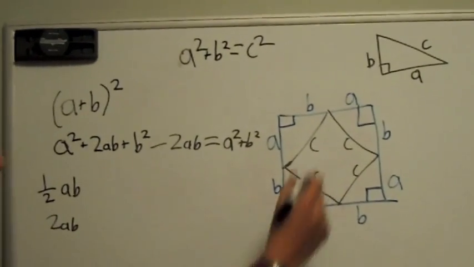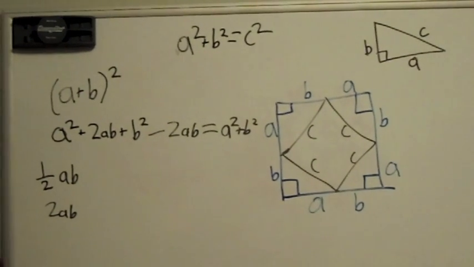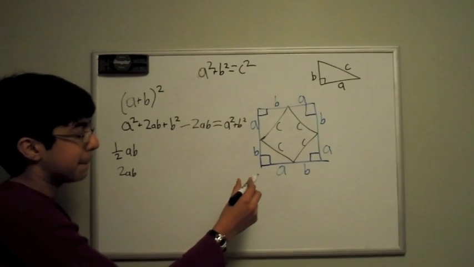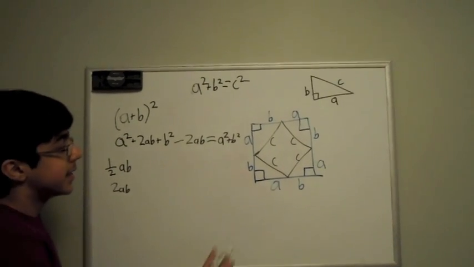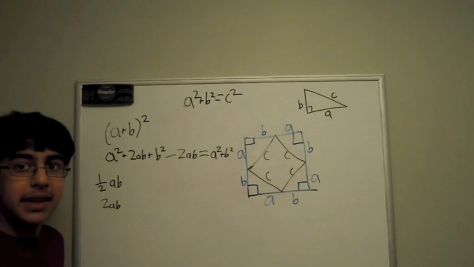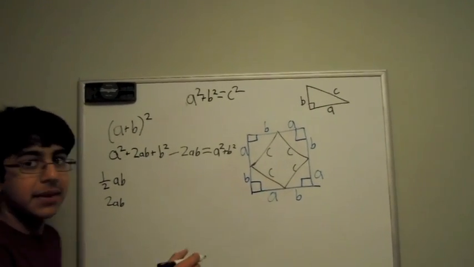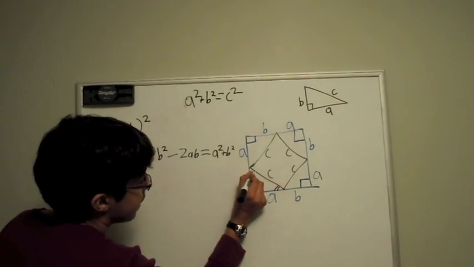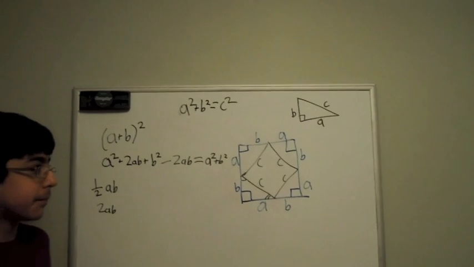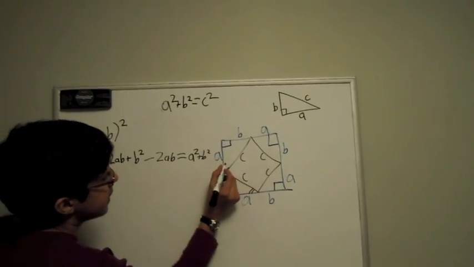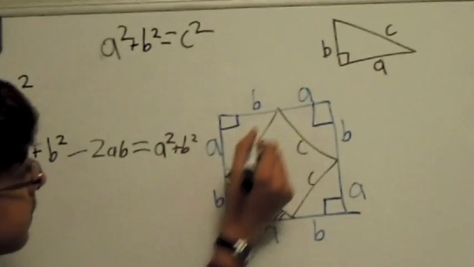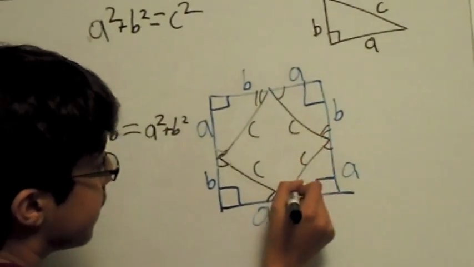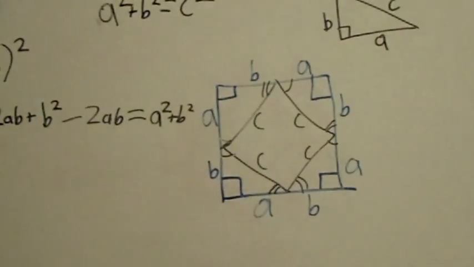Now we prove that this quadrilateral is a square. In a right triangle, or in any triangle, the sum of the angles equals 180. In this case, this angle equals 90. So the sum of these 2 angles has to add up to 90. That means that these two angles, and these 2 angles also add up to 90.